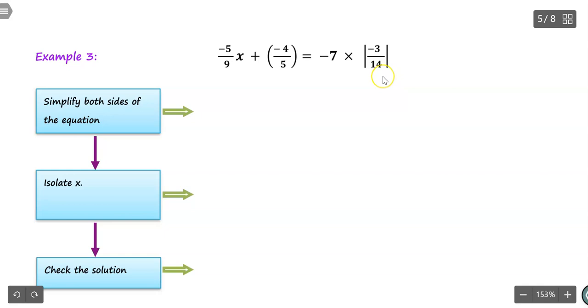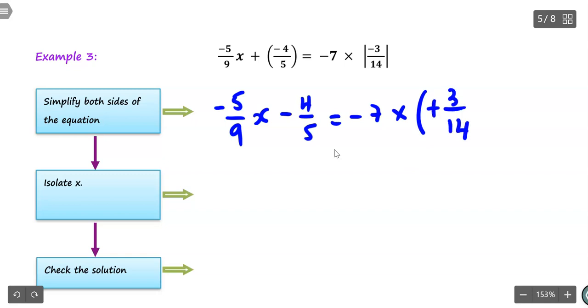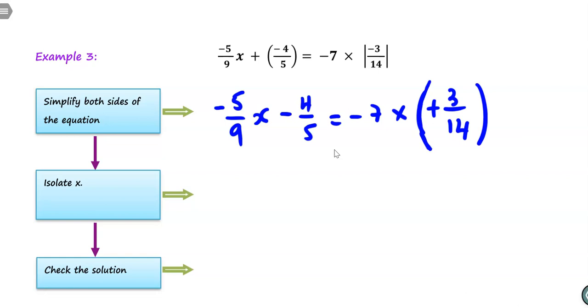So what is the absolute value? Absolute value is telling me that if it's a negative, I take the absolute value symbol away, and I turn it into a positive. So it's very simple as that. So now let's do negative 5 over 9x. Subtract 4 over 5. Adding a negative fraction turns into just subtracting that fraction. And then I just take negative 7, I multiply that with positive 3 over 14. You see, I change it into a normal bracket because I multiply this with a positive fraction now.